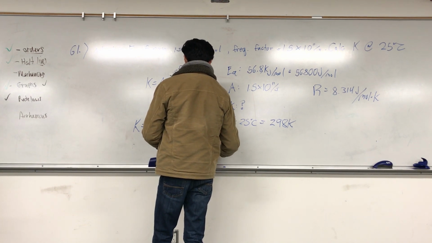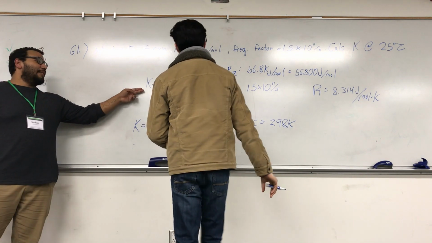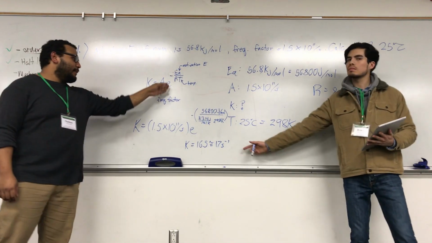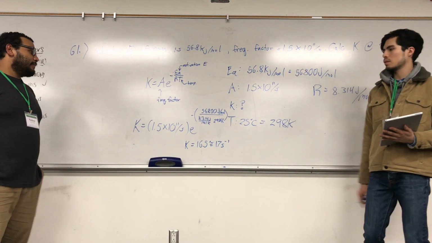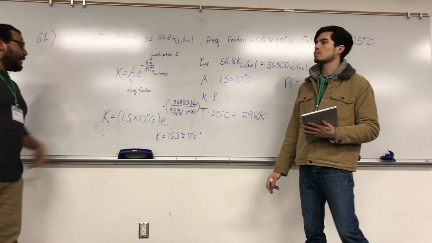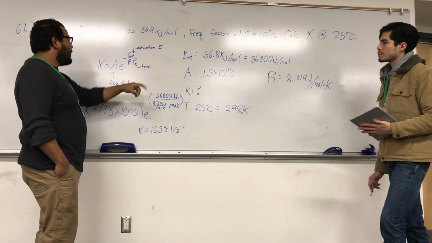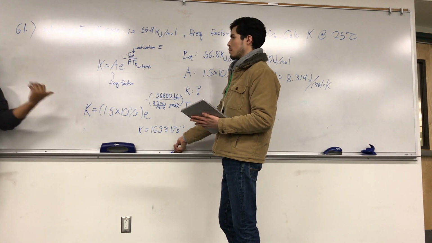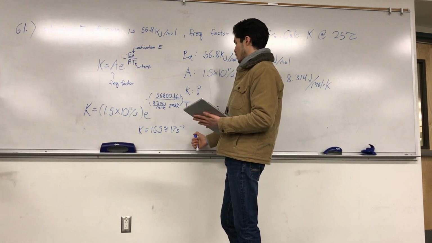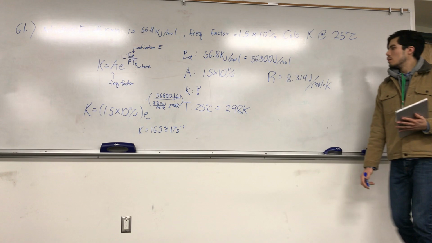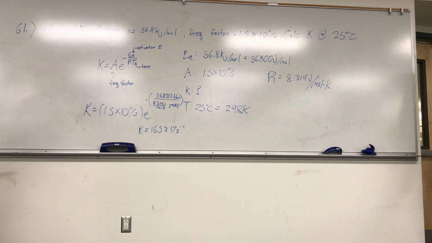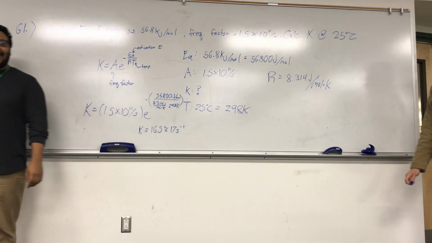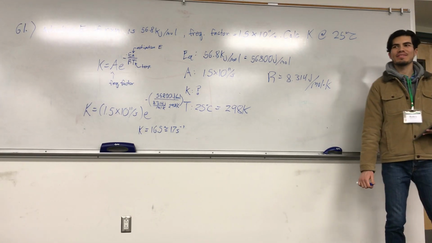What's another way they could ask this? They can give you A and K, and you can solve for A. It's a little bit of algebra, you just gotta divide. In our case, it's 17 seconds inverse. Or if they gave you this, that, and that, you could solve for Ea. That's a little bit more algebra, actually. You have to do natural logs to get rid of that, right? Roughly. Yeah.